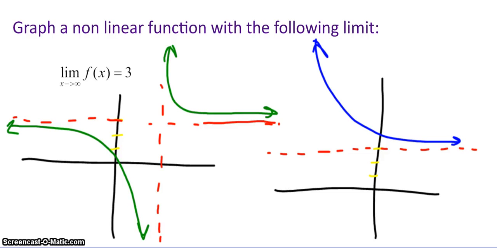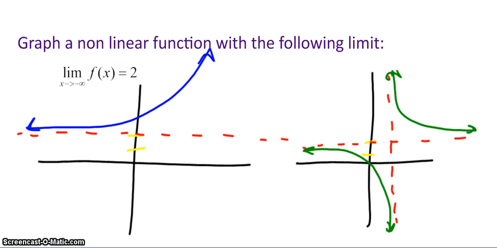Here, the limit as x goes to infinity of f of x equals 3. So if you have a rational function with a horizontal asymptote at 3, or if you have, for instance, exponential decay, but with a vertical shift of 3. So that's another example. Again, there are many correct solutions. The limit as x goes to -infinity of f of x equals 2. So here this would be exponential growth, but with a vertical shift of 2. Or again, you could have a rational function with a horizontal asymptote of 2.